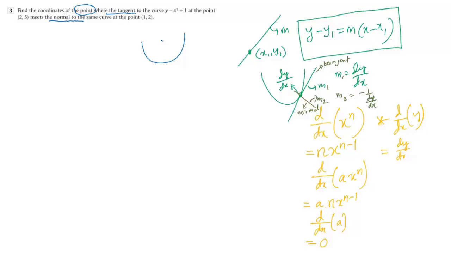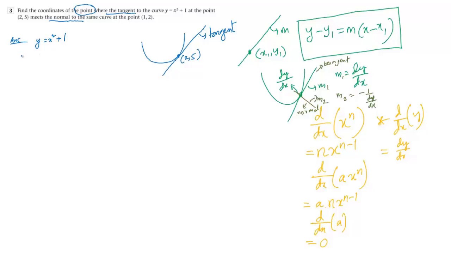So this is the curve, a quadratic equation. So we can have a parabola over here. The tangent is drawn at 2, 5. So the point where the tangent is drawn is 2, 5, and we have a tangent at this particular point. So our task is to find the equation of this tangent.